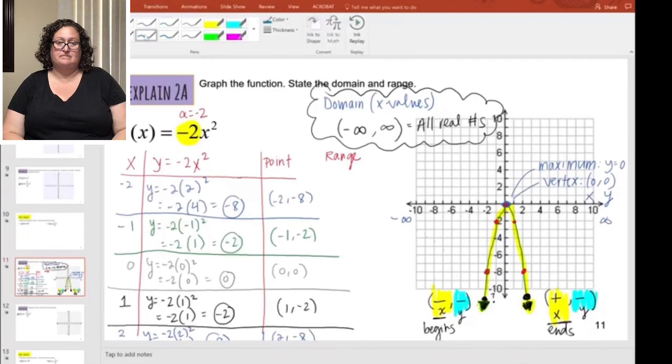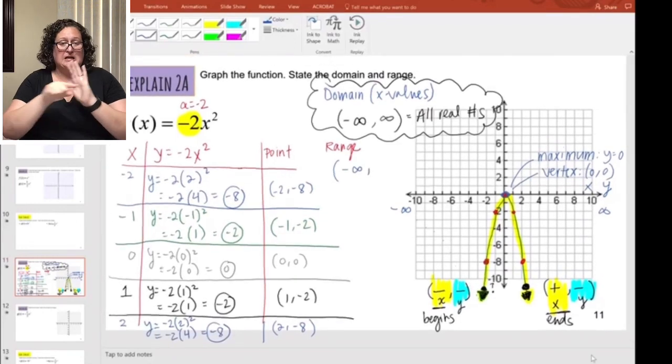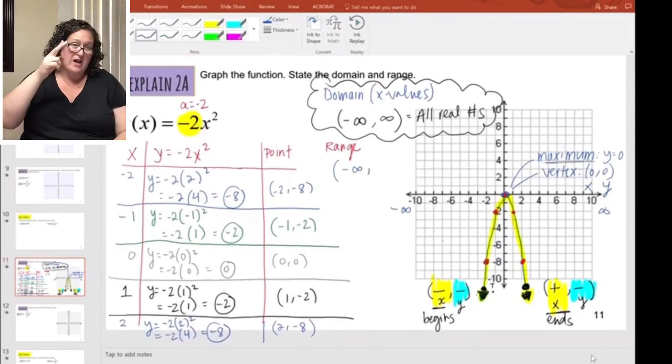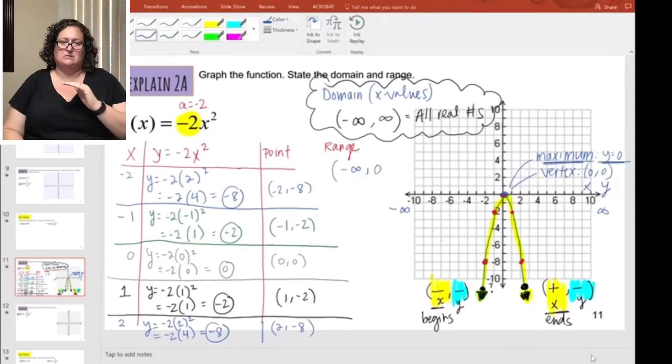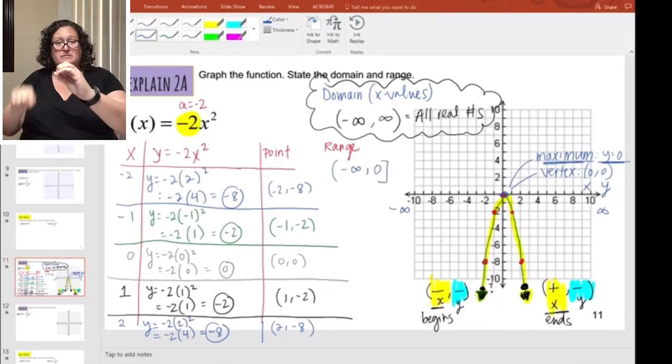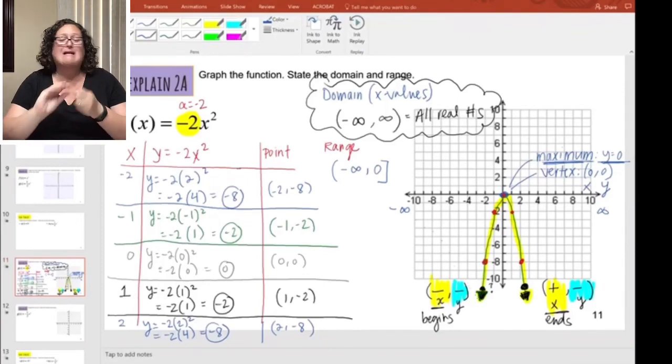So the lowest y value is negative infinity. The highest y value is going to be our maximum, and the highest y value is 0. I am going to put a bracket around 0 because 0 is a part of my graph, whereas infinity can be any number. So I put parentheses around the infinity because we don't know what that number is.